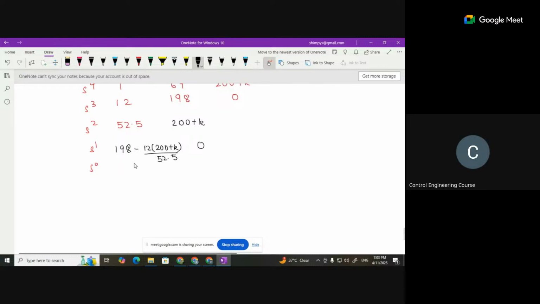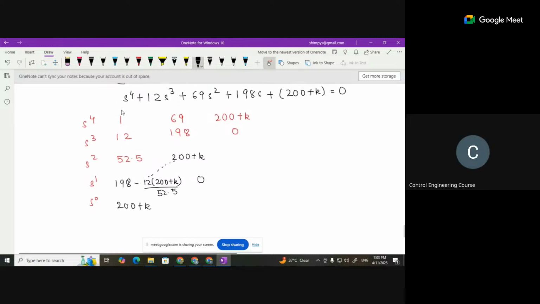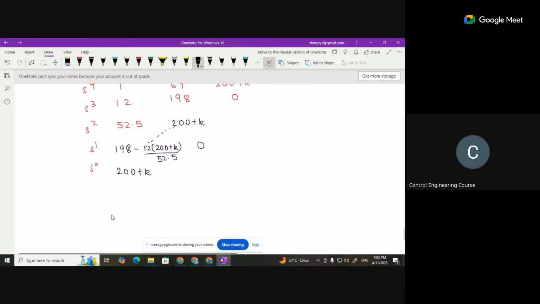And what will be the last row here? This multiplied by this, right? 200 by this, divided by this. So our last entry will be 200 plus K. Now the system will be stable when all the values of the first column are greater than 0. Correct? For the system to be stable. So what we'll get from here?